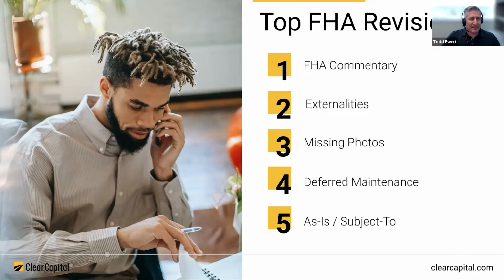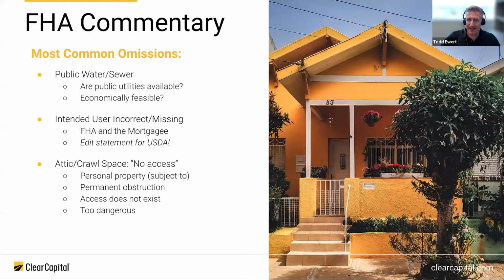Thank you. So the list of categories that we're going to go over today: FHA commentary, externalities, missing photos, deferred maintenance, and as is and subject to requirements. So I'll go ahead and get on to the next slide here. FHA commentary. So this, of course, is not a complete list of FHA required statements, but we do want to share with you the ones that we see are omitted or incorrect the most often.